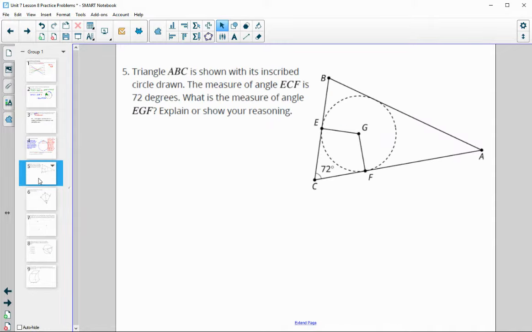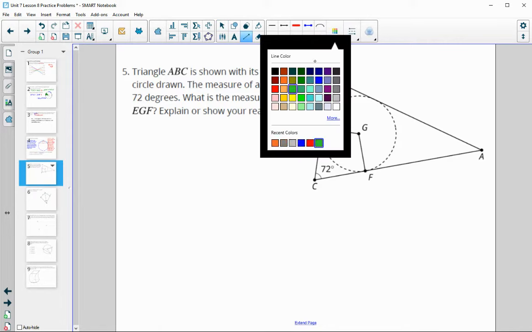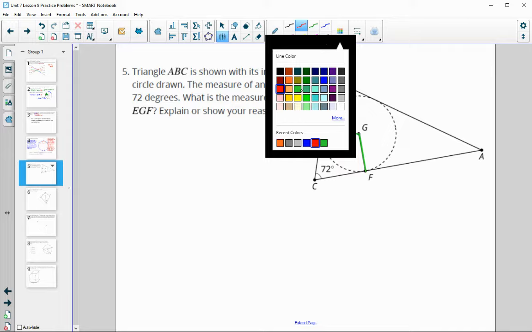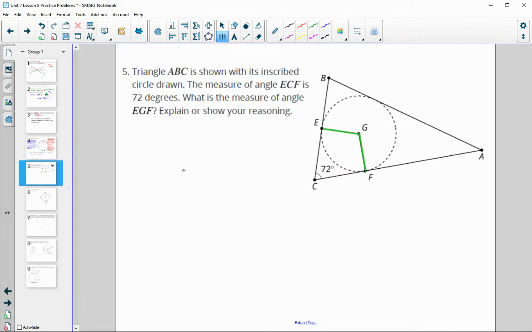Number 5, triangle ABC is shown with its inscribed circle drawn. The measure of angle ECF is 72, which is labeled. What is the measure of angle EGF? So remember, when you've got tangent lines to circles, this central angle here and this outer angle are supplementary. So they're going to add to 180.